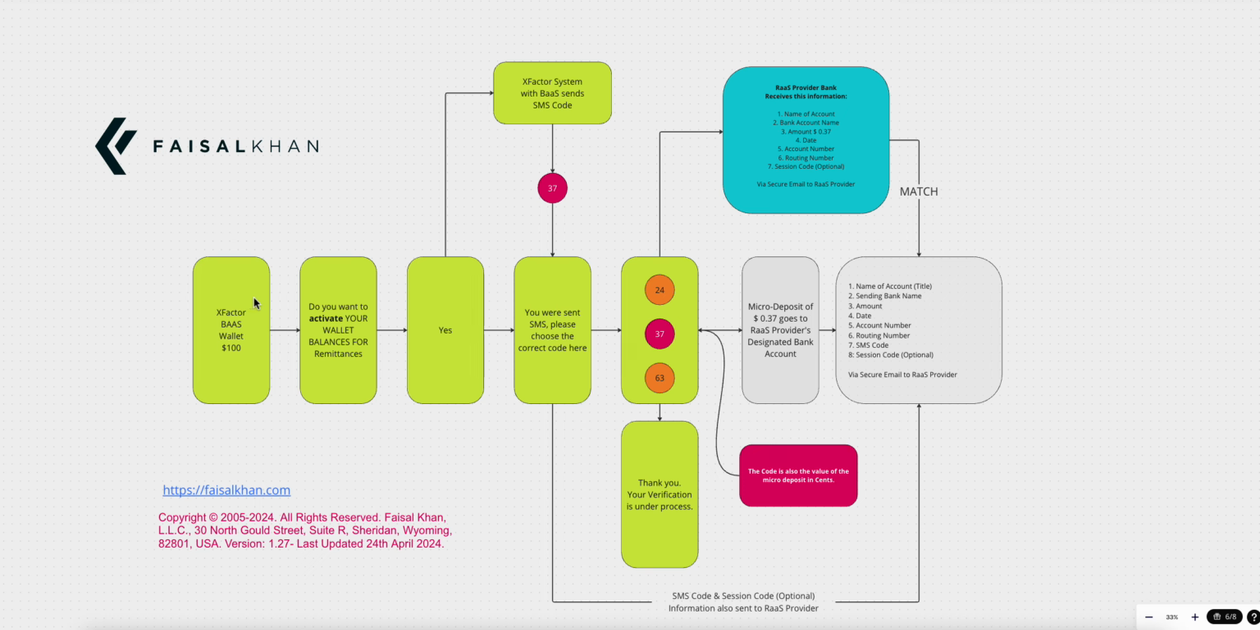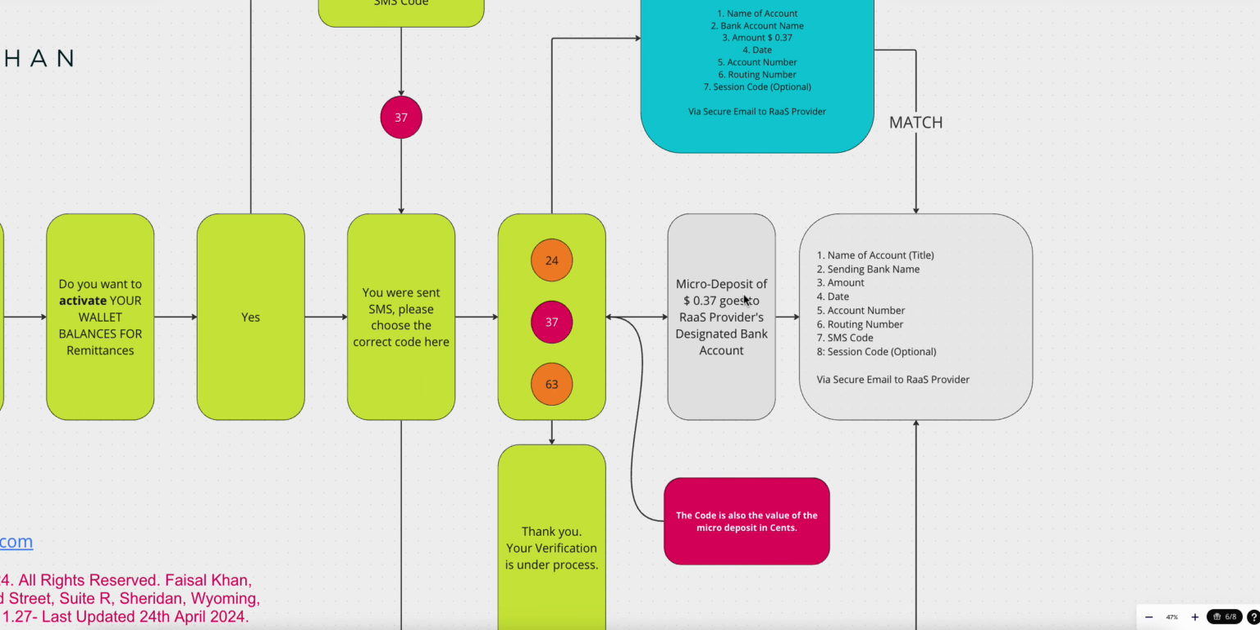Imagine the odds of you knowing the RAS provider's account number, the routing number. Imagine you getting the 37 cent number right. Imagine you getting the session code right. Imagine you getting the amount right. Imagine you getting the account title right. You can't get them all right. I mean, you would have to really hack the system, break the banking system, etc.